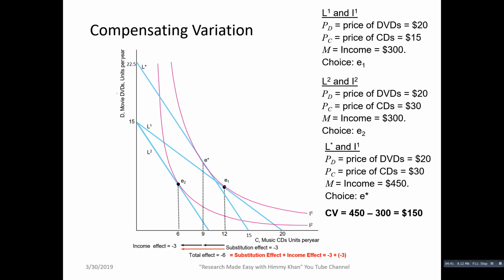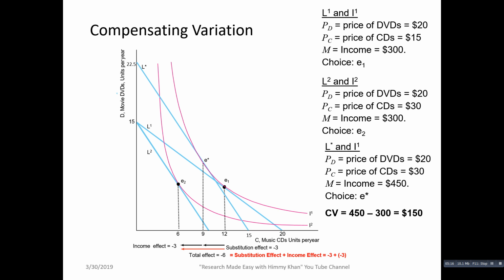Now let us suppose price of DVD remains the same. Let us suppose price of DVD is still $20. Price of CD has increased to $30, and we want to compensate the consumer for the loss in his well-being. So how much income compensation would be necessary to enable him for the loss of his well-being?